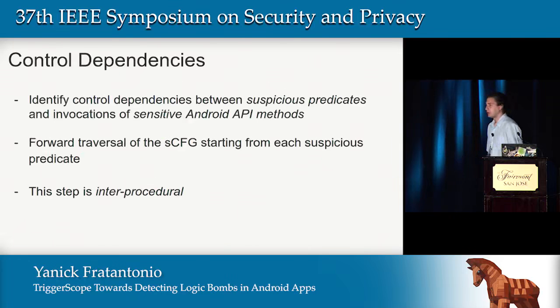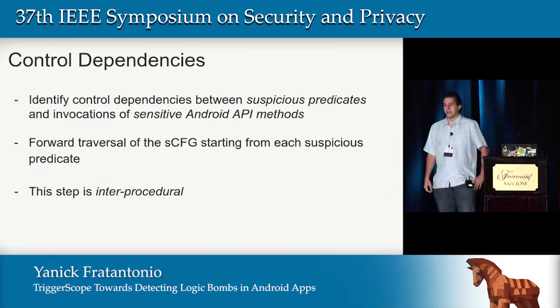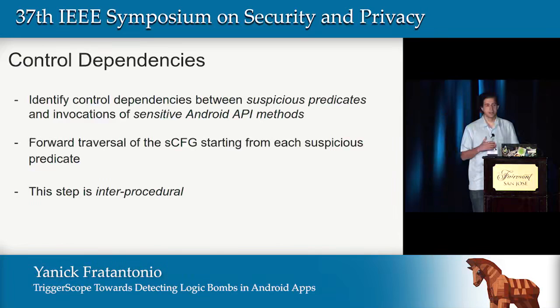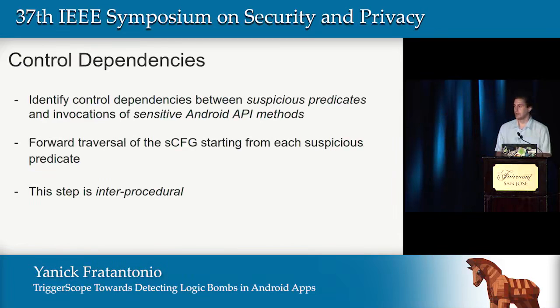Now, the next step is what we call control dependency analysis. We want to understand if these suspicious predicates are actually controlling the execution of something sensitive or not. Now, in this paper, since we focus on the triggers and not on the trigger behavior, we are able to adopt a very lenient definition of sensitiveness. It's not that we consider sensitive only functionality like sending SMS, but also internet connections, file system access. So a very, very lenient definition of sensitiveness. And what we do is a forward traversal of the super control flow graph, starting from each of these suspicious predicates, and we check if they are controlling the execution of something sensitive or not. And this step is interprocedural. So we propagate predicates through field definitions and objects and so forth.